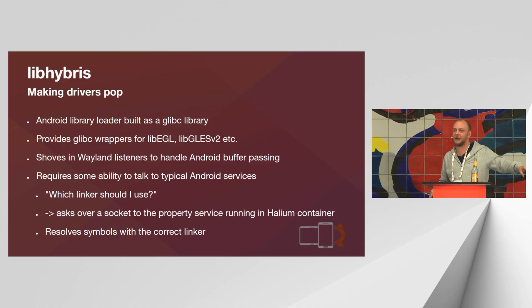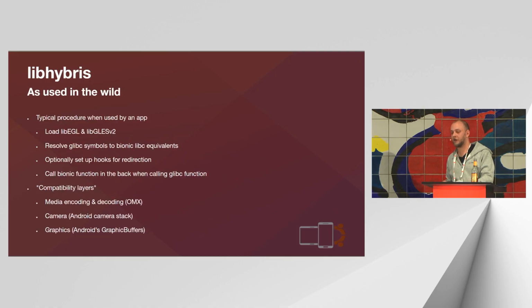OK, I'm going to use that linker. And then it does the linking on the other side. It resolves the symbols with the correct linker and provides the results when the functions are called. So as used in the wild, again, we load the libraries into the glibc process, resolve the glibc symbols for bionic equivalents, optionally set up some hooks for redirection in case there's a requirement for that, and do the bionic function call in the back when the glibc function gets called and returns the values that it needs to return.